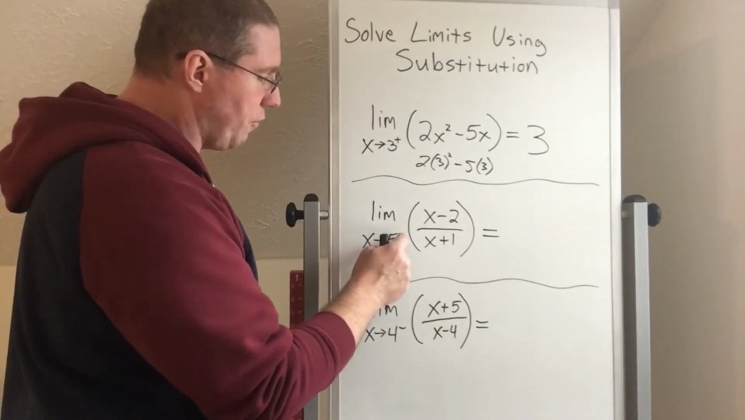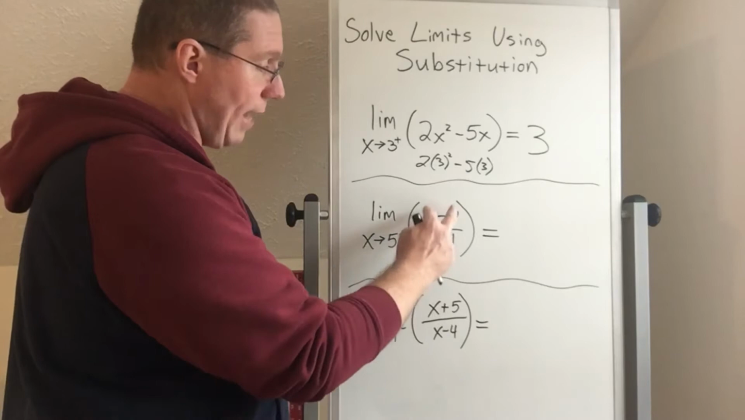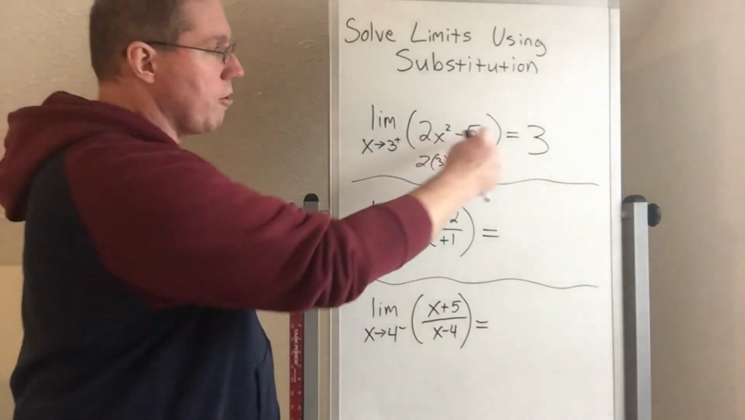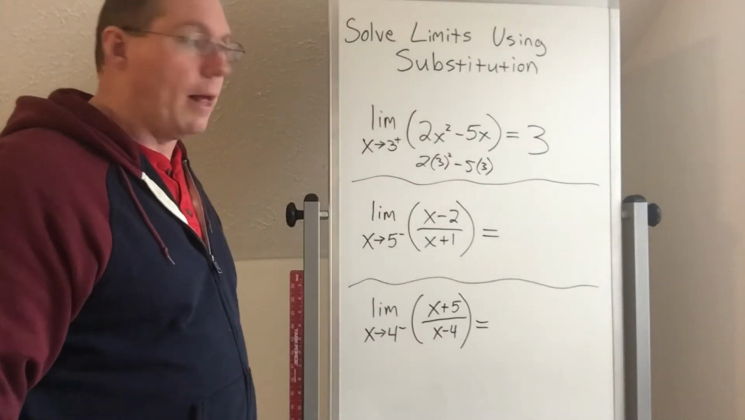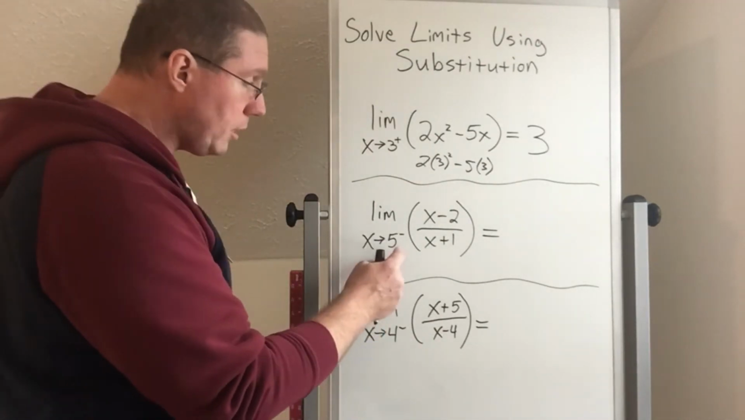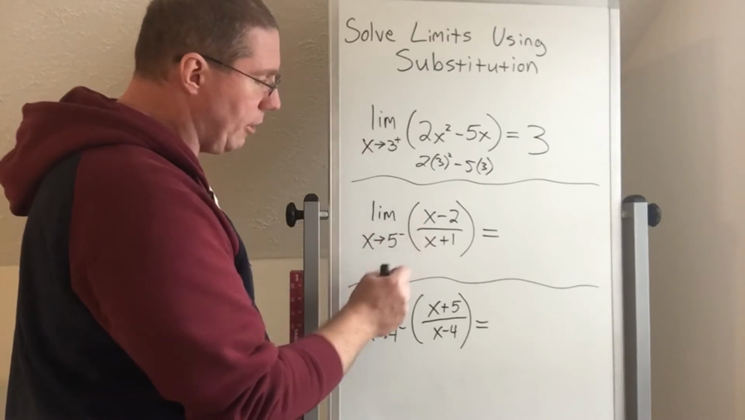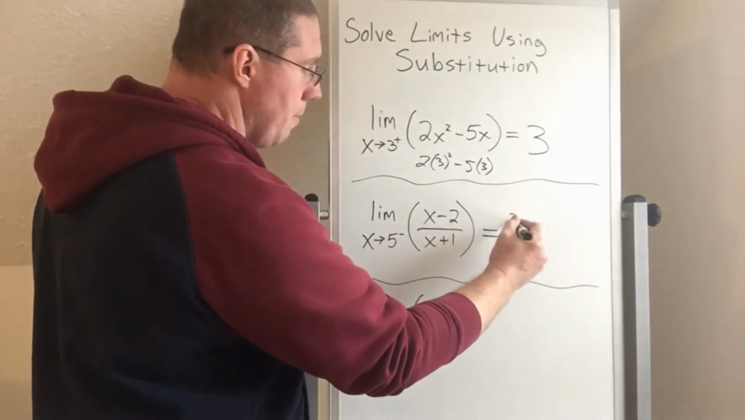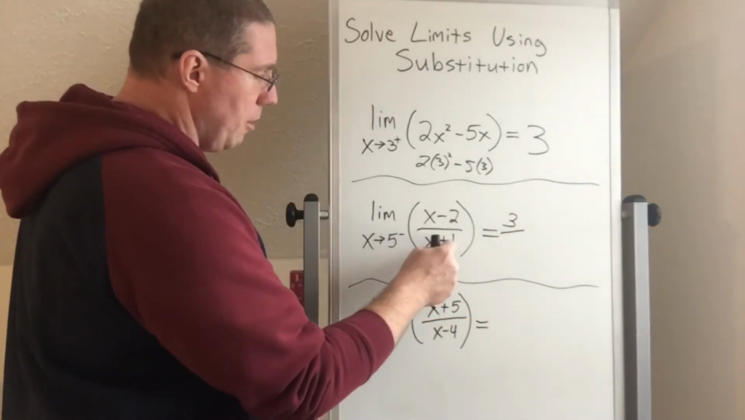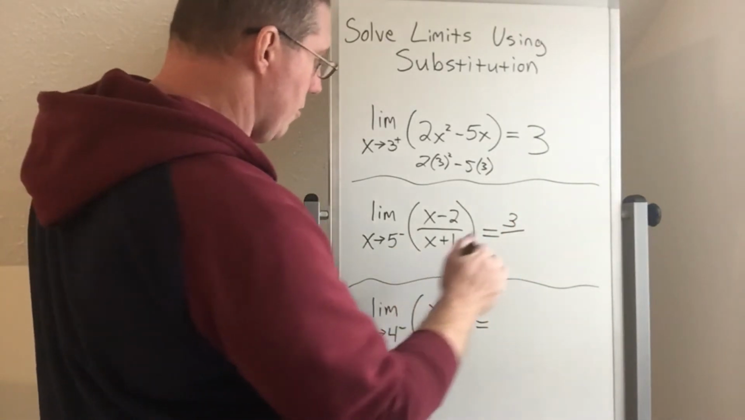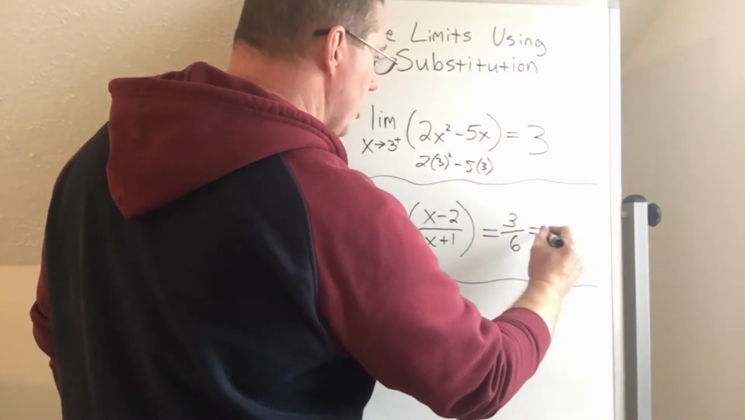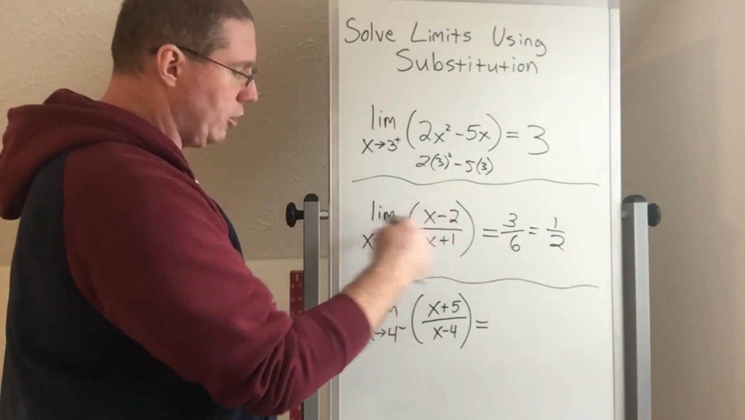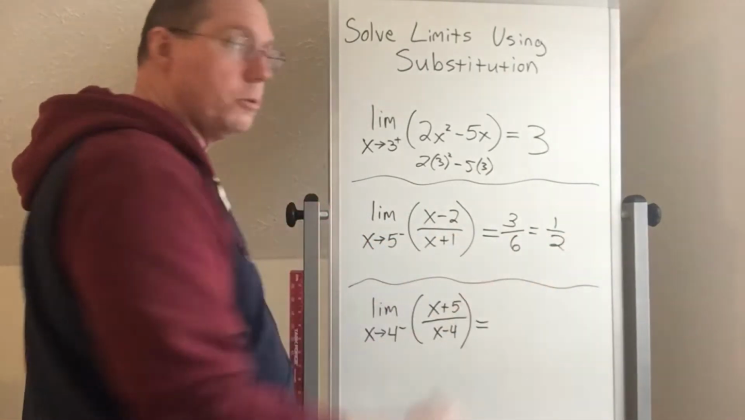All right, so what about this limit down here? The limit as x approaches 5 from the left of this rational function. You're more likely to see rational functions in calculus than you are to see these just regular polynomial functions. But still, the first thing you're going to do is take that 5 and plug it in for x. So we have 5 minus 2 is 3 over 5 plus 1 is 6, so we have 3 over 6, which can be reduced to 1/2. And so the limit of this function as x approaches 5 from the left is equal to 1/2.